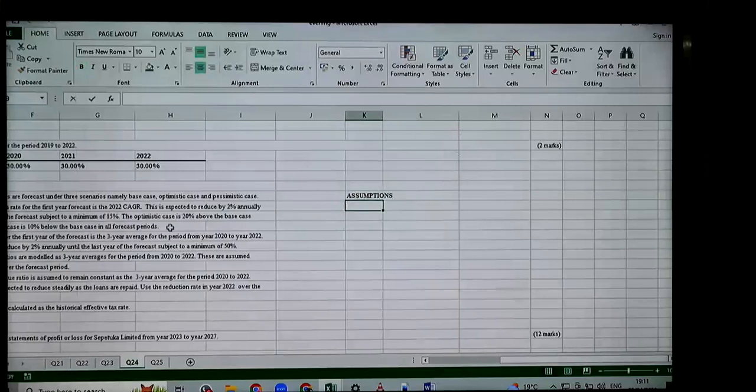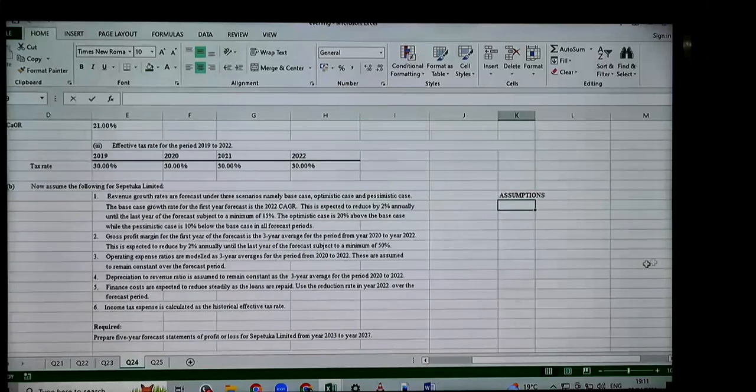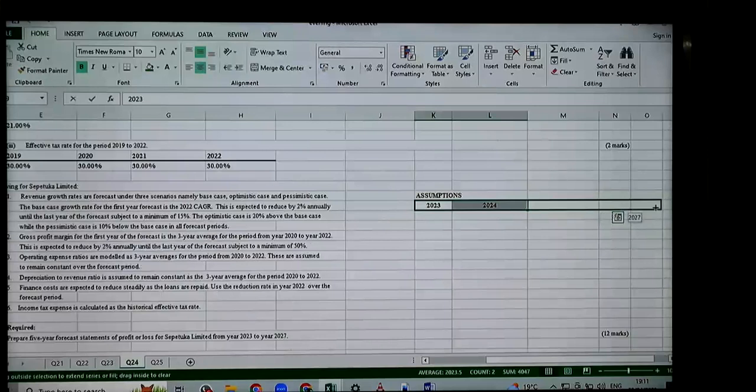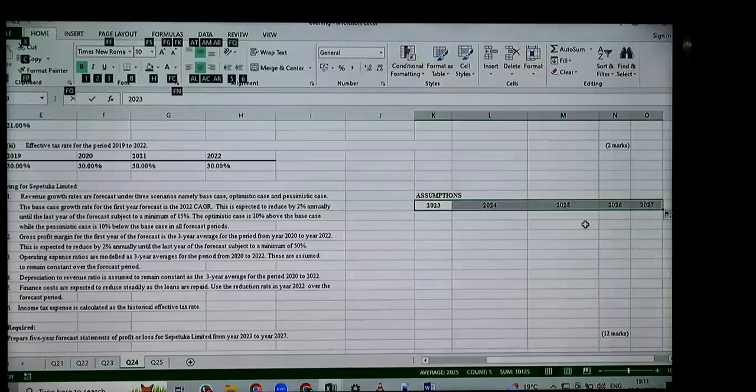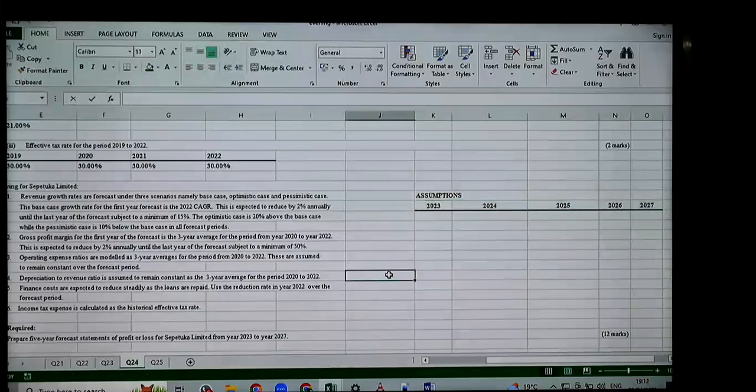Our assumptions. The first thing is the revenue growth rates. You've been requested to prepare a 5-year forecast from the year 2023 to 2027. So I'll write the years: Control Bolt, 2023, tab, Control Bolt, 2024. Then I'll select the two, drag to 2025, 2026, and 2027, isn't it? Alt HBH for our bottom thick border.